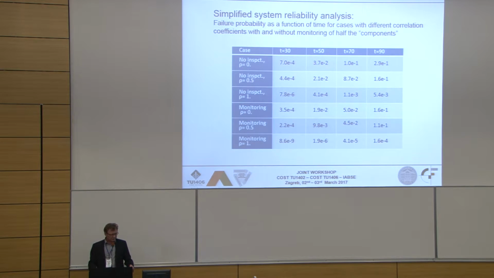But 0.5 is not that strong a correlation. Observations are that you need a correlation of 0.8 or higher before the correlation effect comes into play on the system reliability values.